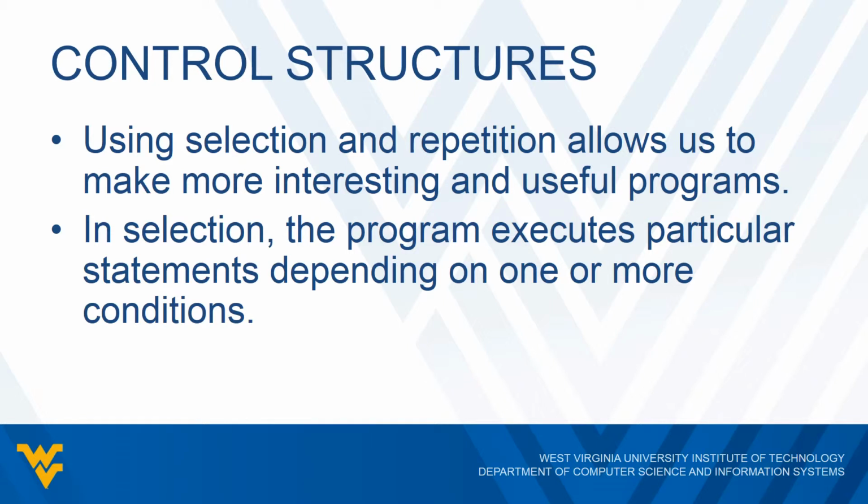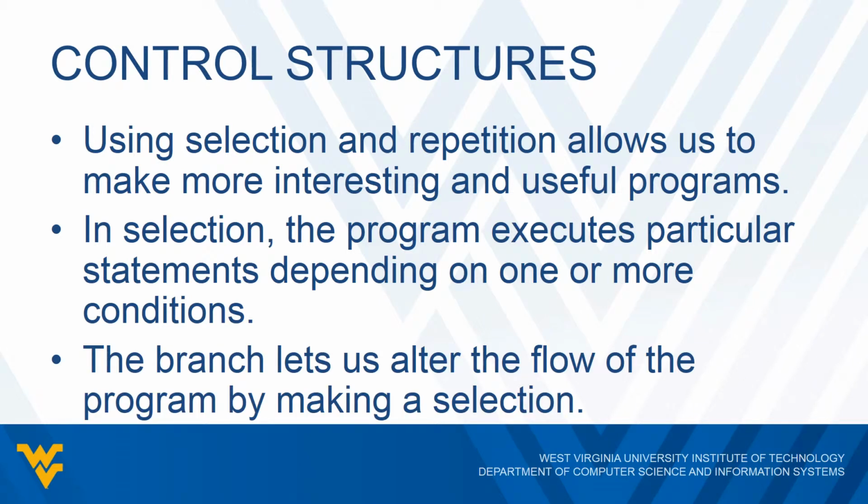By using selection, the idea is that the program can execute particular statements depending on one or more conditions. So if event A occurs, we run some lines of code. Or if event B occurs, then we run some different lines of code. So this branch just basically lets us alter the flow of the program by making some choice, making some selection of which set of lines of code we want to run. So here we don't need to run all the lines of code. We can pick and choose exactly what lines of code we want to run.